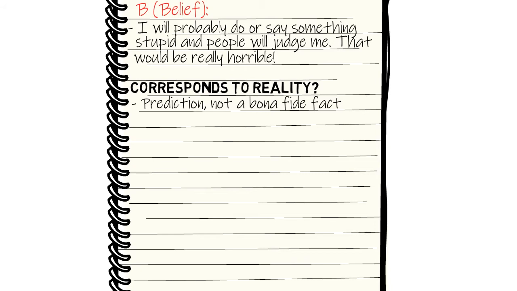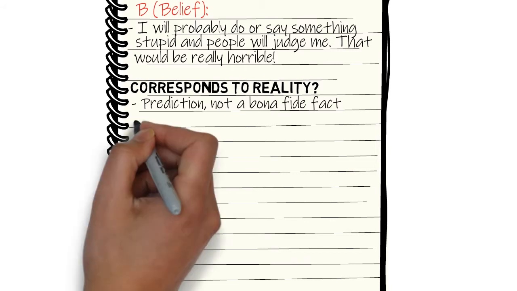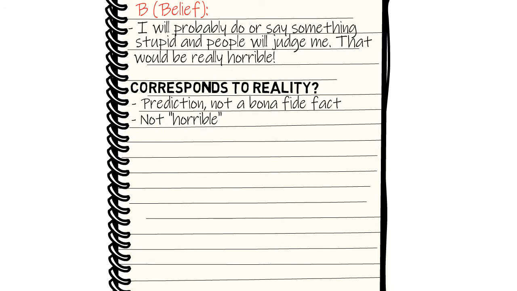Well, the word horrible tends to imply something significantly or extremely bad, such as the world ending, a nuclear war happening, torture. So if random strangers judge you at a party, is that really comparable to the world ending or torture? Well, obviously not. So clearly you can't prove that it would be horrible.